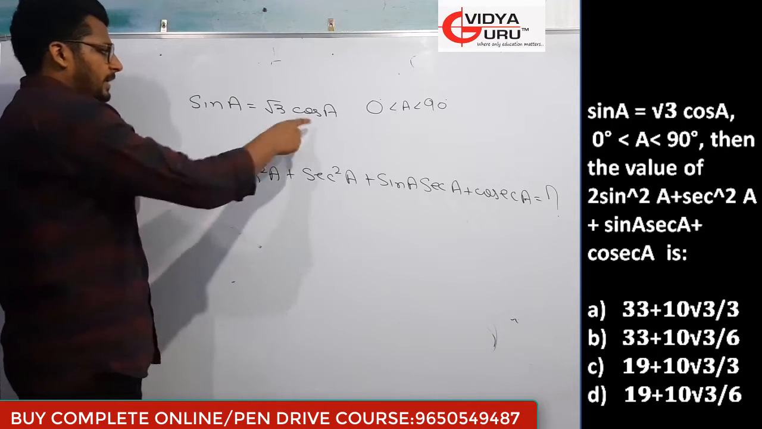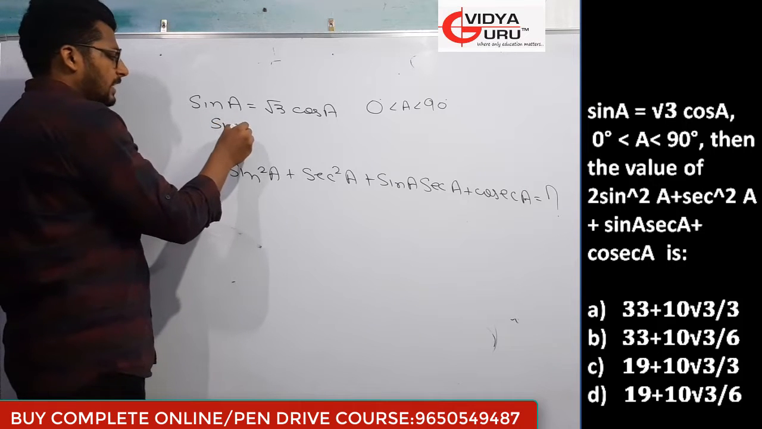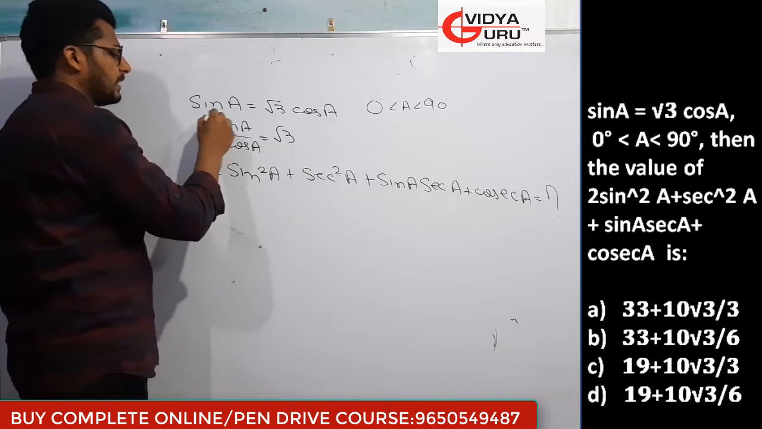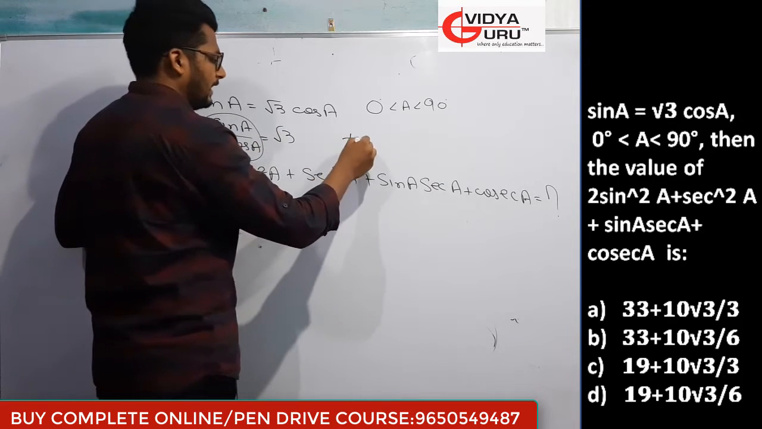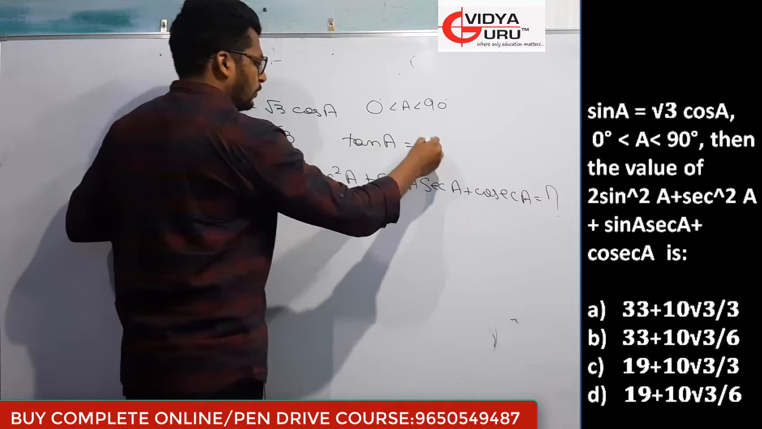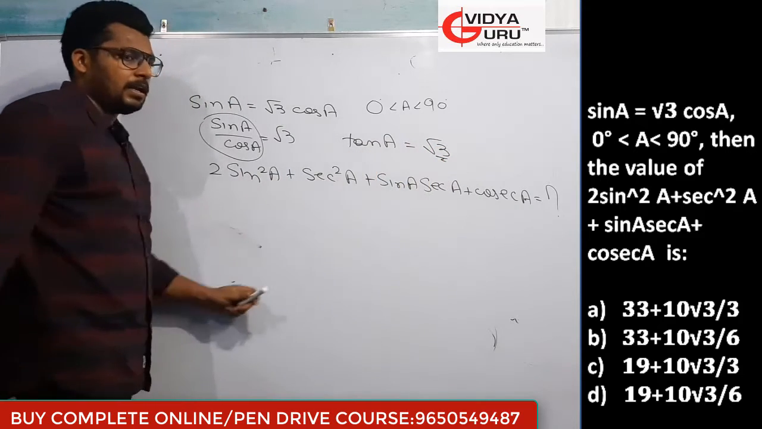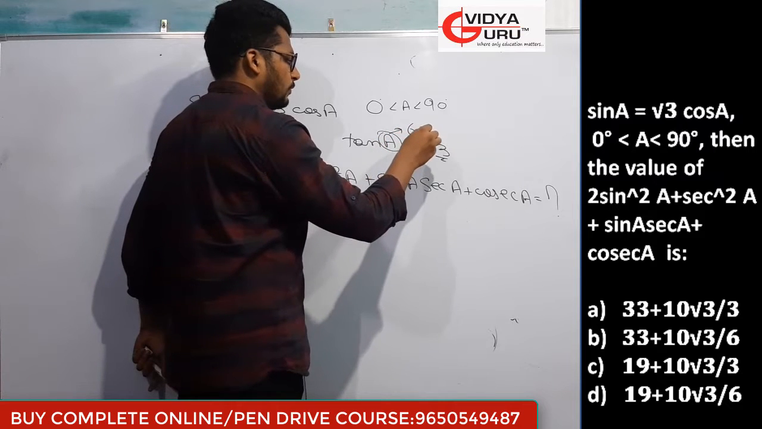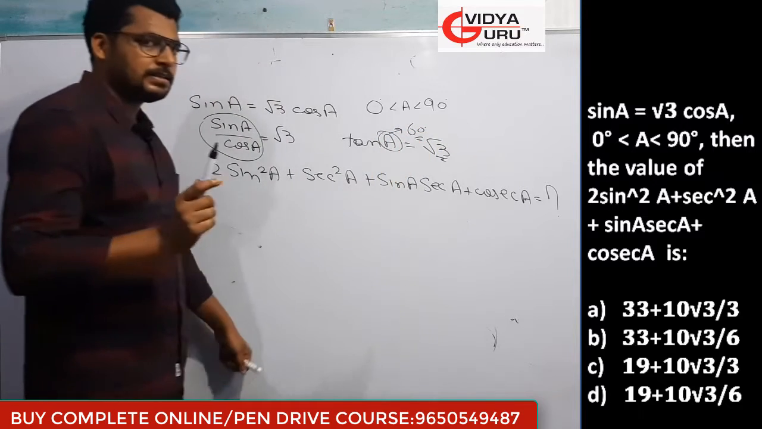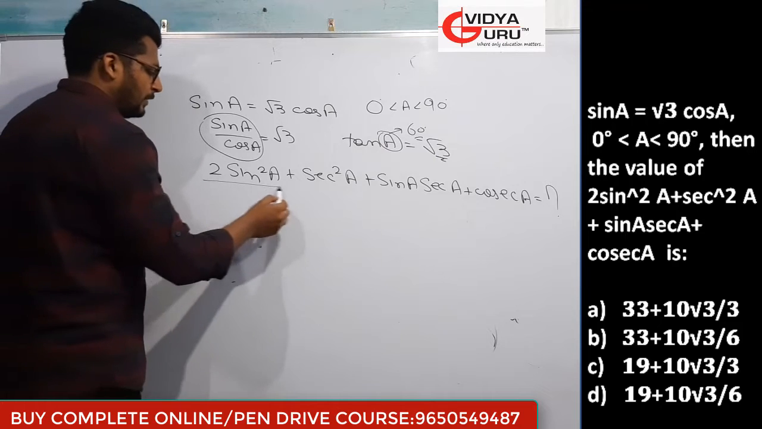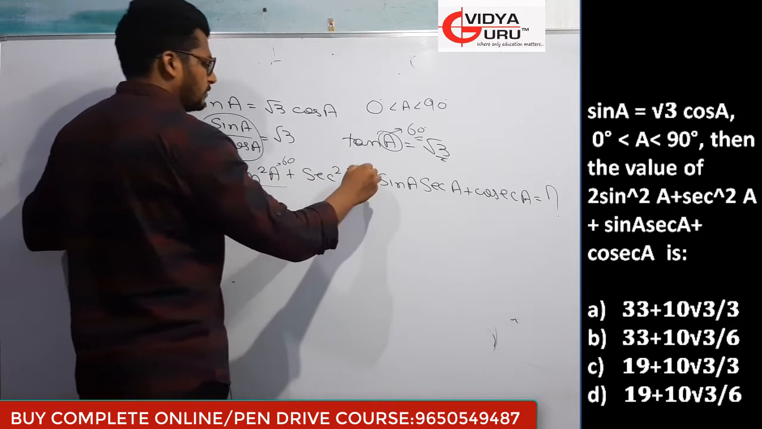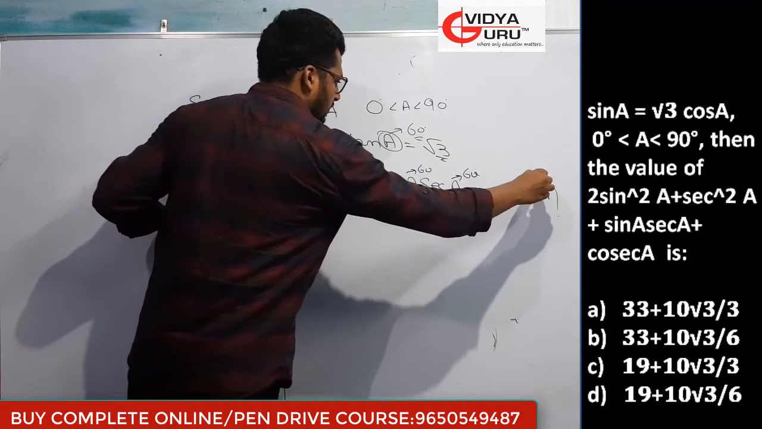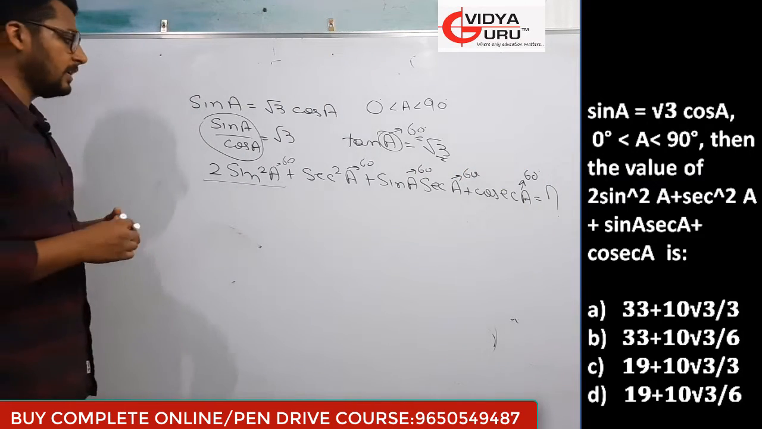If I bring cos to this side, it will form sin A upon cos A is equal to root 3. Sin A upon cos A is tan A. That means tan A is equal to root 3. At what angle is tan root 3? Tan 60 is root 3. That means A here is 60, and I have to put the value 60 everywhere, because A is 60 degrees.